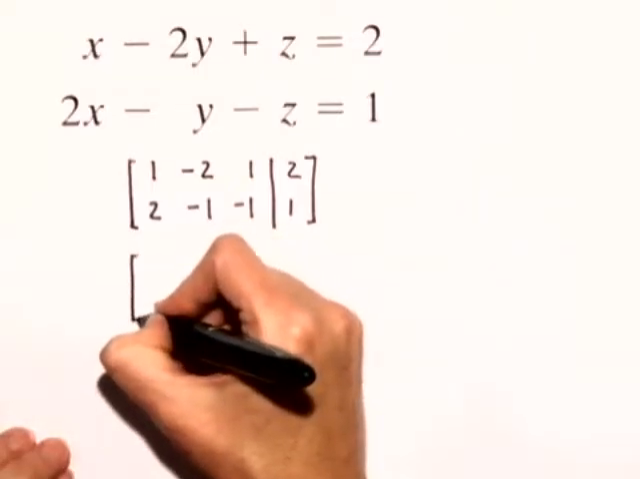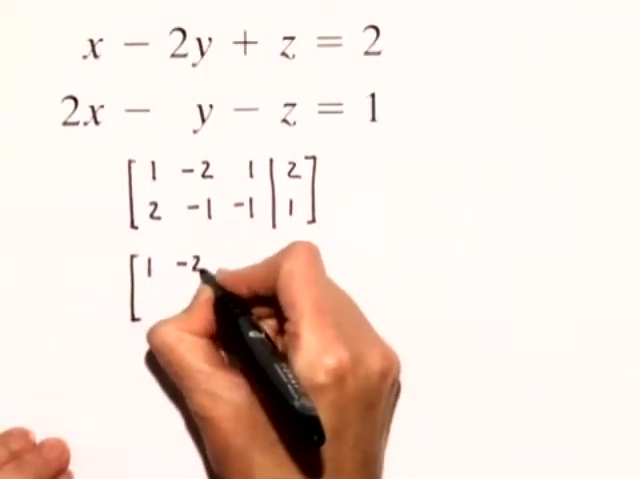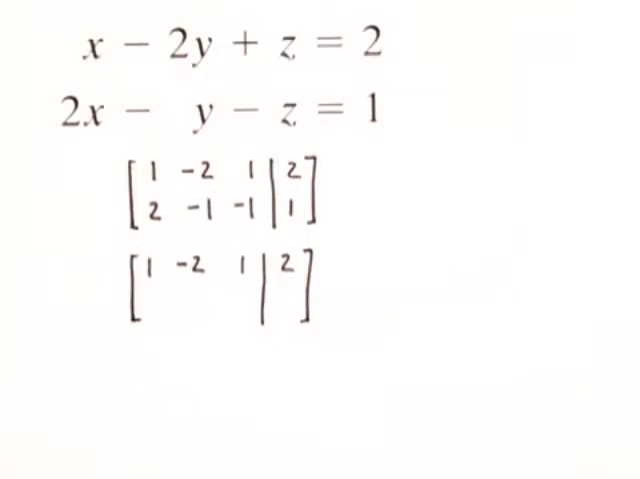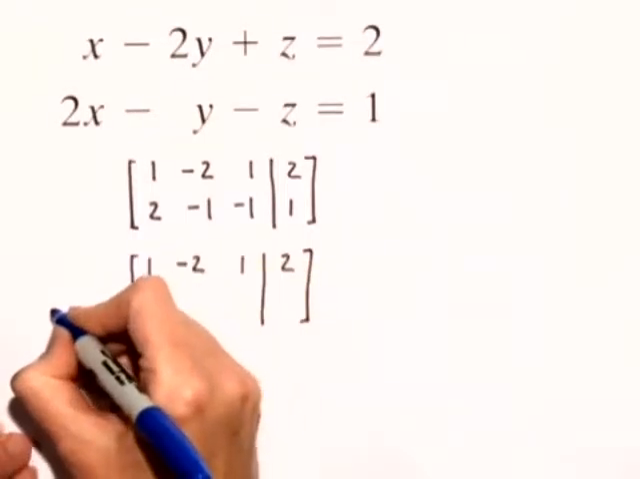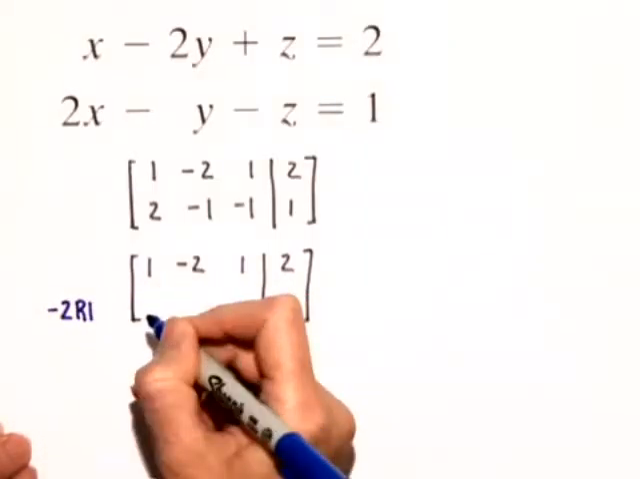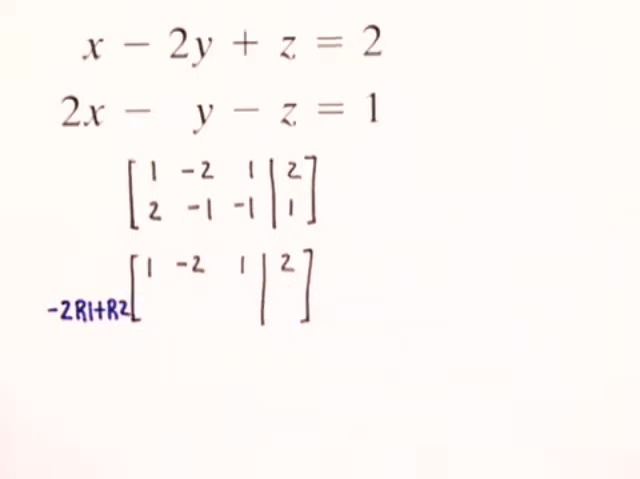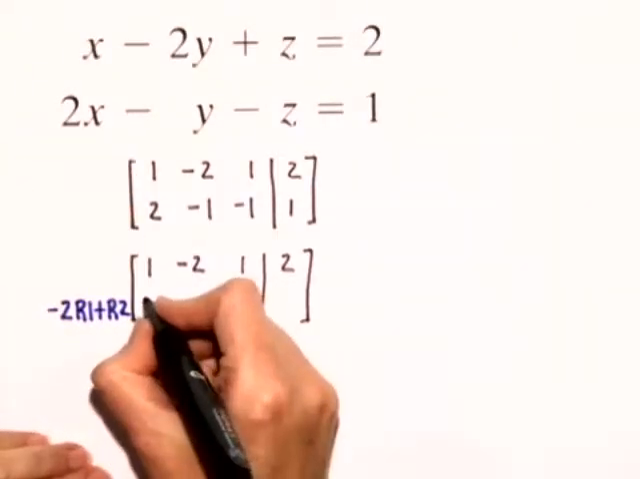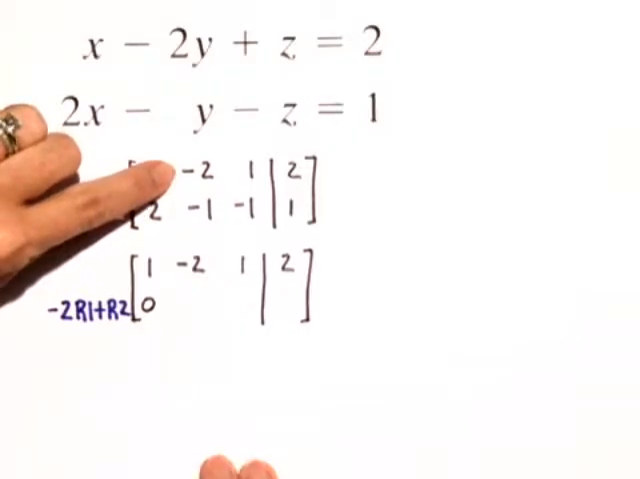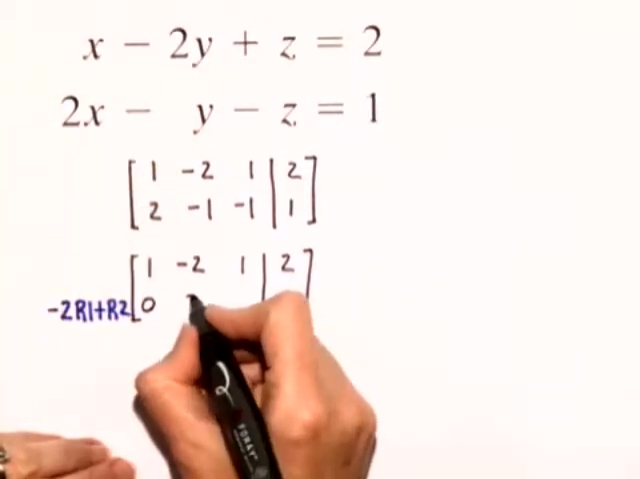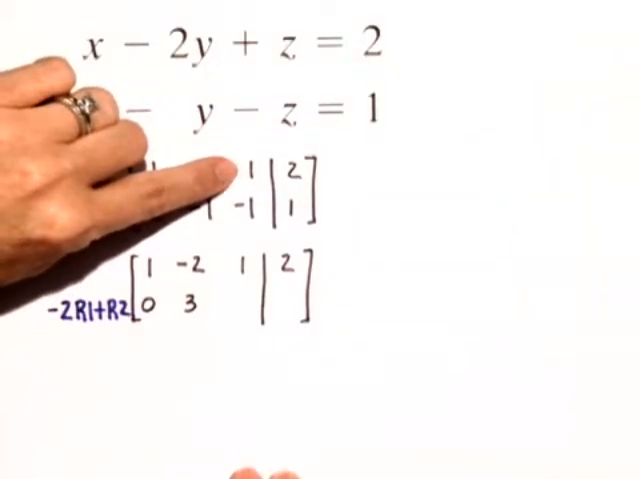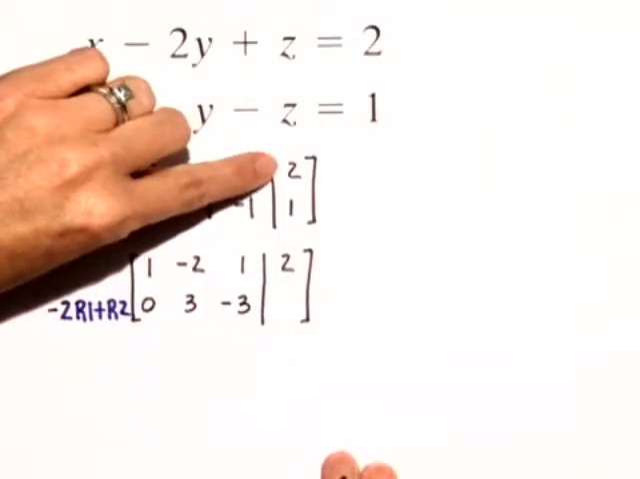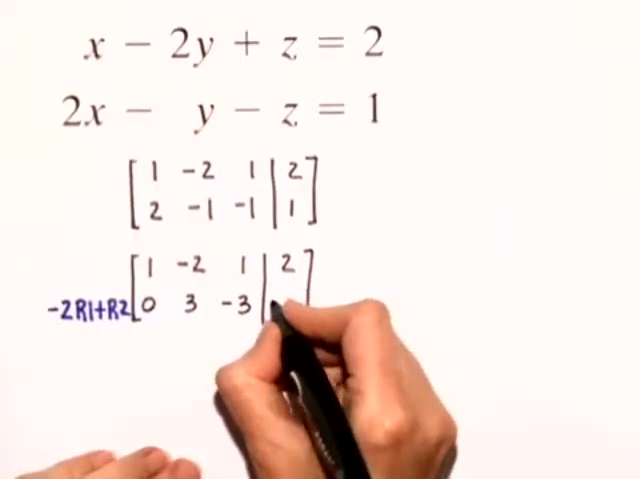Remember, as I perform this operation, I'm not changing row 1. Row 1 stays the same: 1, -2, 1, 2. What I am changing are the elements in row 2. I'm taking -2 times row 1, and I'm adding it to row 2. So -2 times 1 is -2, plus 2 gives me 0. -2 times -2 is 4, plus -1 gives me 3. -2 times 1 is -2, plus -1 is -3. And finally, -2 times 2 is -4, plus 1 gives me -3.